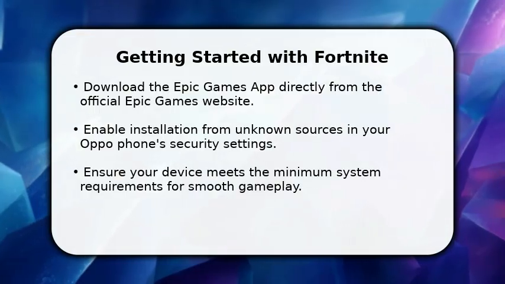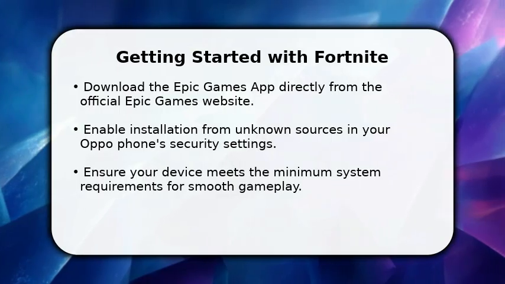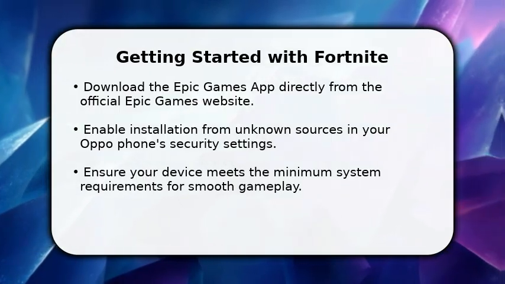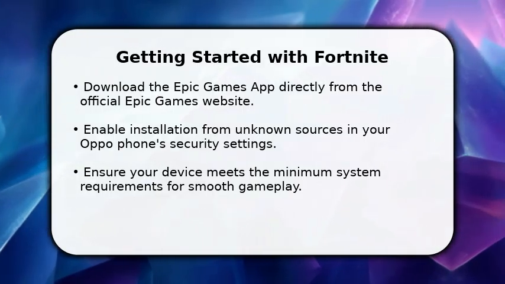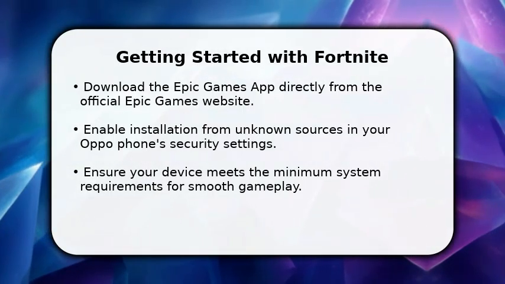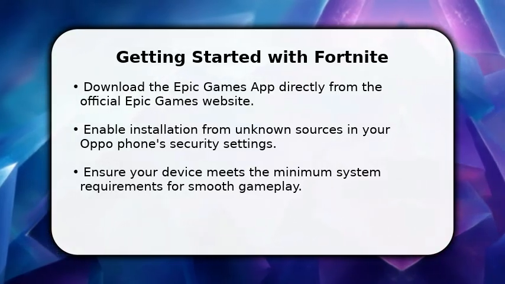In this video, I will explain how to play Fortnite on your Oppo phone. First, you'll need to download the Epic Games app directly from their official website. This is the only way to get Fortnite on Android devices, as it's not available on the Google Play Store.